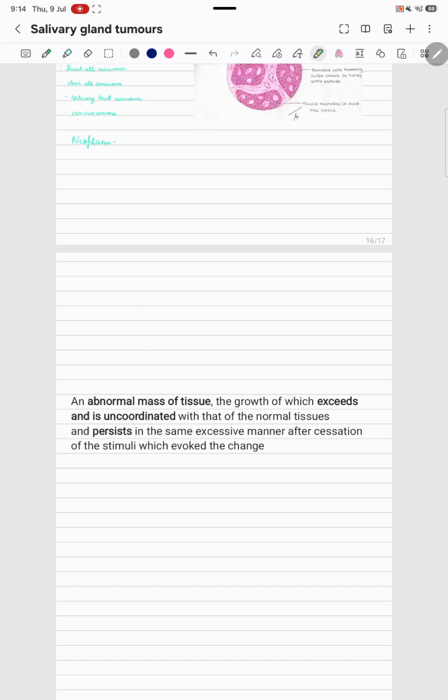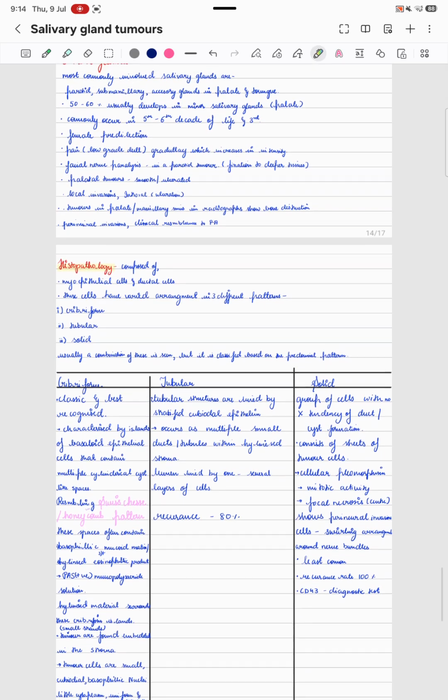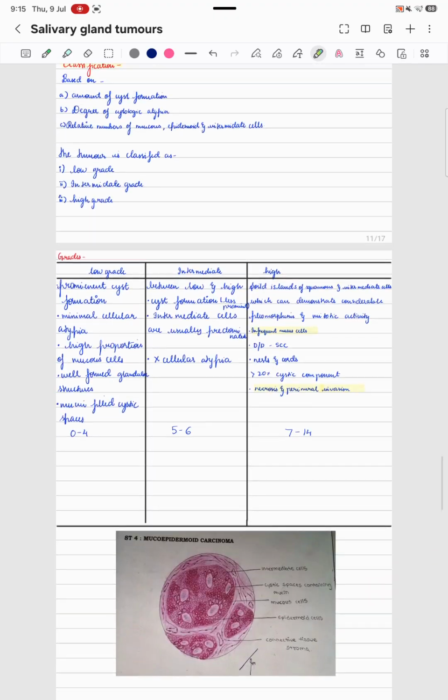So if I have to define it again, neoplasia is an abnormal mass of tissue whose growth is excessive and uncoordinated with that of the normal tissue, and it persists even after the cessation of stimuli which evoked the change, right?